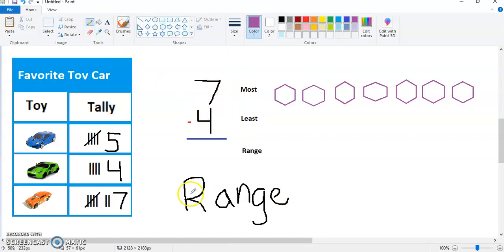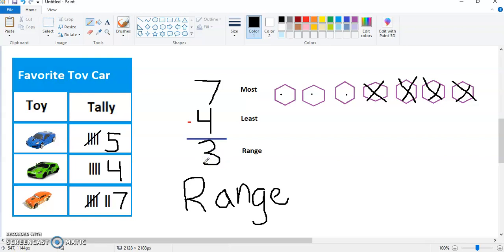So remember, range means how many numbers in between 7 and 4. Well, one way we can figure that out is to subtract. So we're going to say 7, take away 4. So let's do that. 1, 2, 3, 4. Okay, so we did 7 in all, take away 4. How many are left over? 1, 2, 3. These 3 are left over. So the range is 3.